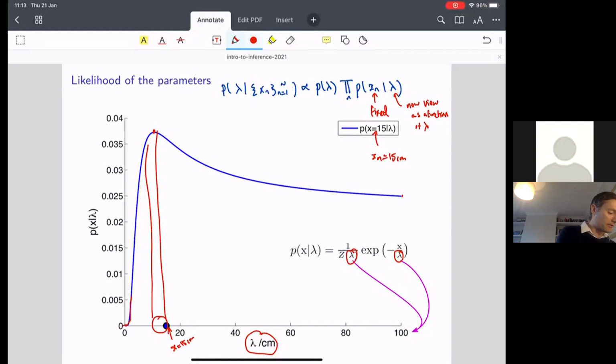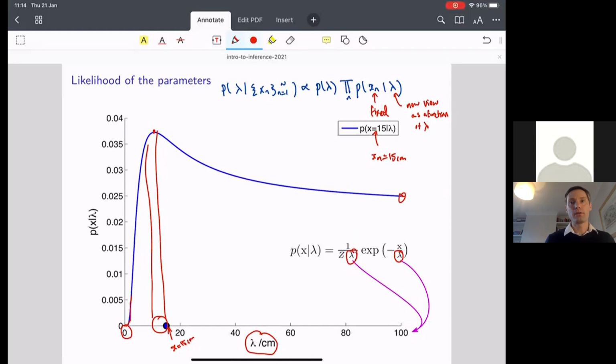Settings of lambda which are close to 0 are completely incompatible with x equal to 15 centimeters. If the decay constant was so small, we'd only expect to see data in the detector around 5 centimeters, because the exponential decays away so quickly. Very long settings of lambda, say lambda equal to 100 centimeters, are kind of compatible with the data. They're not ruled out by the data like lambda equals 0 is, because if the normalizing constant is very big, you expect to see data throughout the detector, at 5 centimeters and at 50 centimeters.